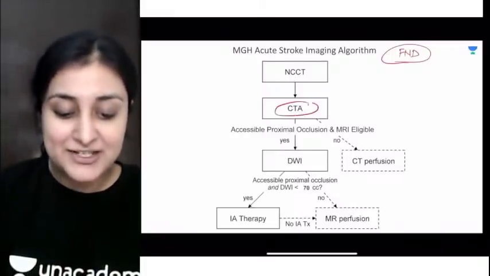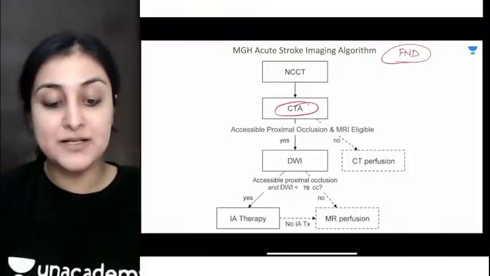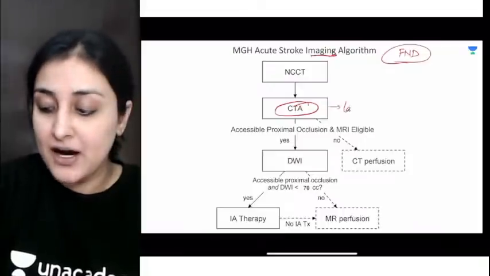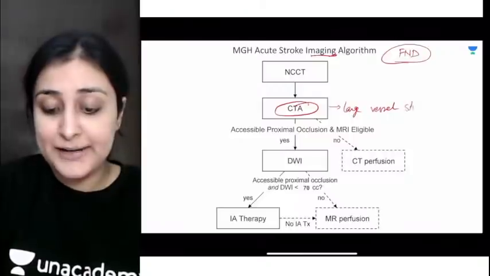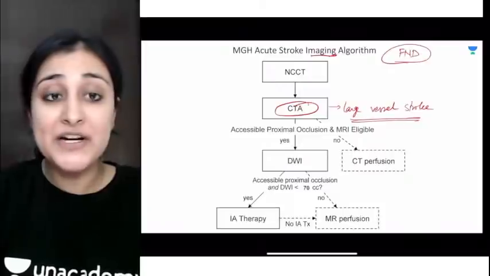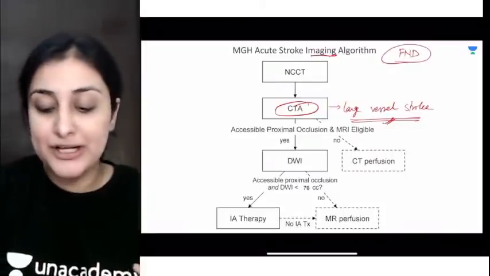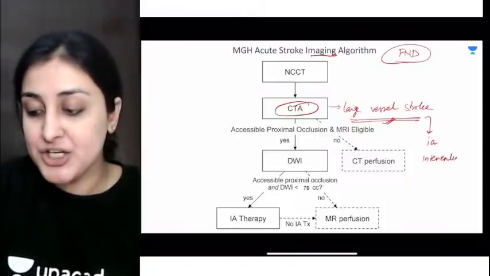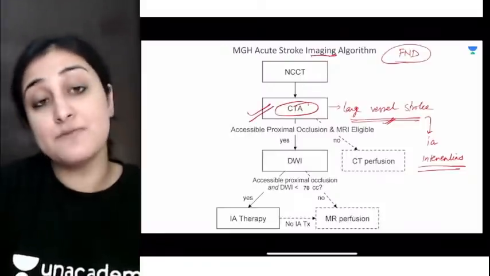Okay, so investigation wise the next thing will be CT angio. Alright, so CT angiogram is the next imaging. CT angio tells us if it is a large vessel stroke. Alright, so that is what CT angio will tell us. And how is it important? This tells us basically whether there is any potential for doing intra-arterial interventions or not. If the patient doesn't fit into the window period, then this becomes very very important.